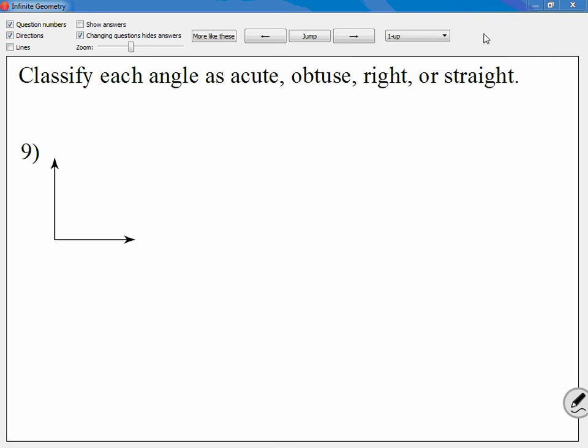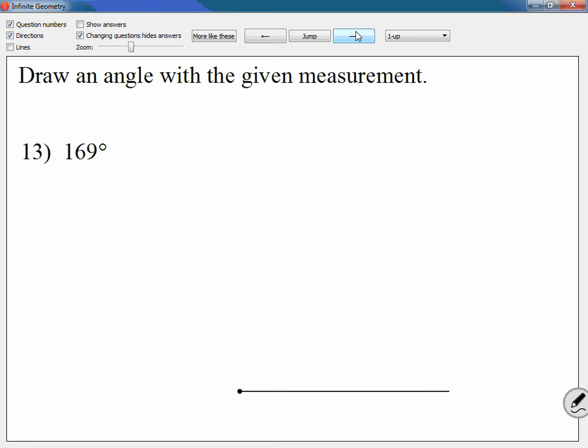Any questions up until number 12? No? Now on the back side, looking at 13, it says draw an angle with a given measurement. You guys will need a protractor for that one. Make sure you bring your protractor on Friday.